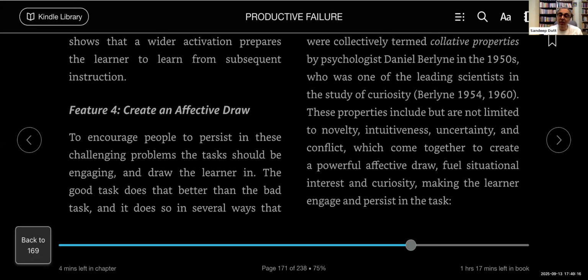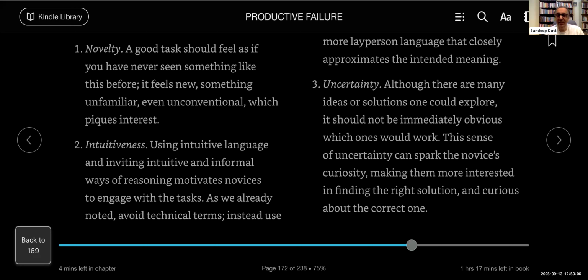Intuitiveness, using intuitive language and inviting intuitive and informal ways of reasoning motivates novices to engage with the tasks. As we already noted, language that closely approximates the intended meaning. Uncertainty. Although there are many ideas or solutions one could explore, it should not be immediately obvious which ones would work. This sense of uncertainty can spark the novice's curiosity, making them more interested in finding the right solutions and curious about the correct one. Conflict.